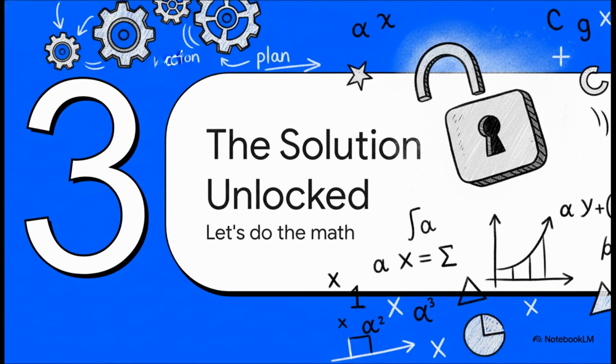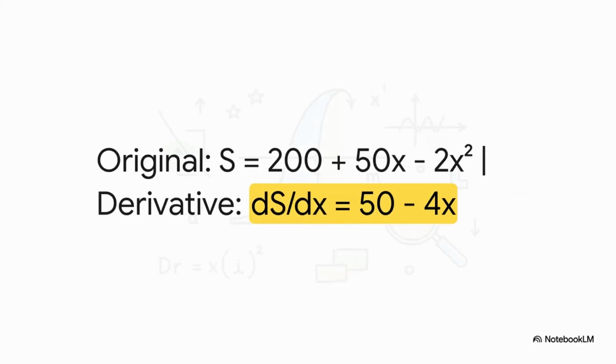Let's do the math. Okay, step 1, find the derivative. Let's go term by term. The 200? It's a constant. Its slope is always flat. So it's 0. It just disappears. The 50x term, its slope is simply 50. And for the negative 2x squared term, a quick rule from calculus tells us its derivative is negative 4x. Put it all together, and our new slope finder is 50 minus 4x.